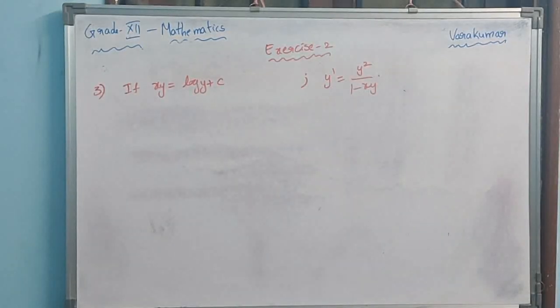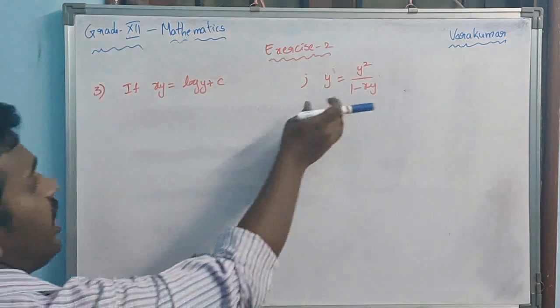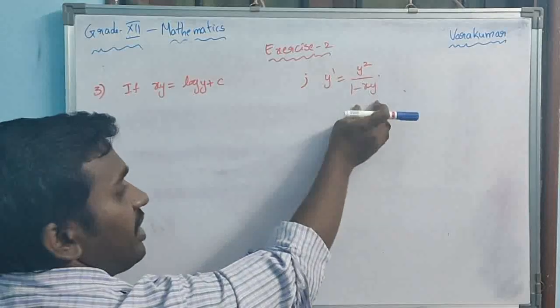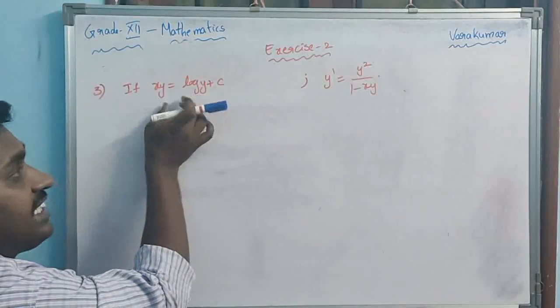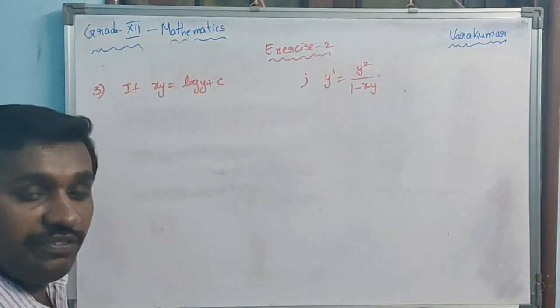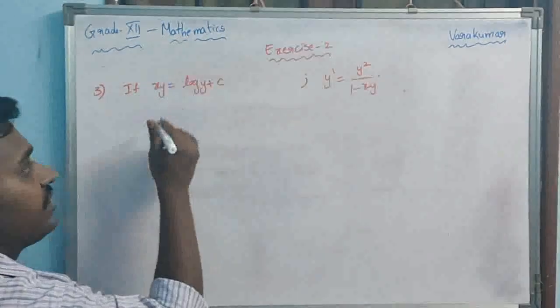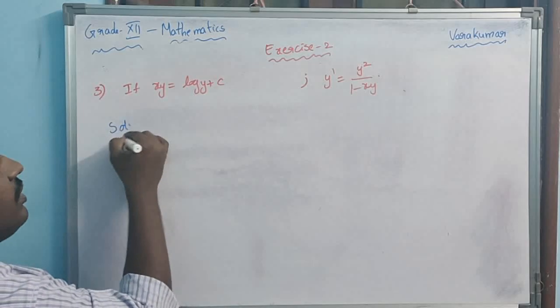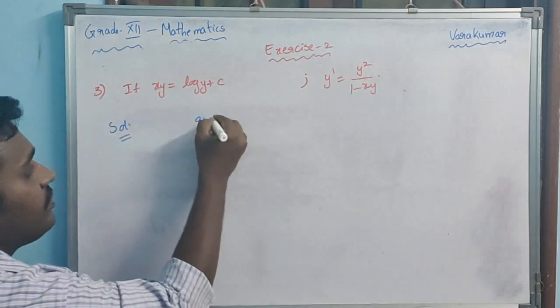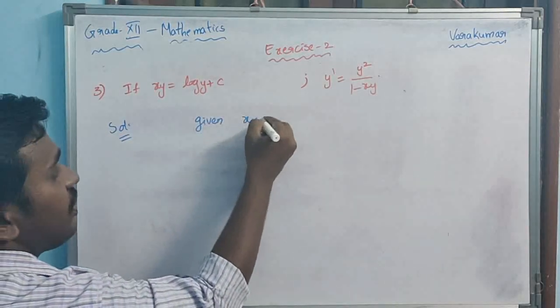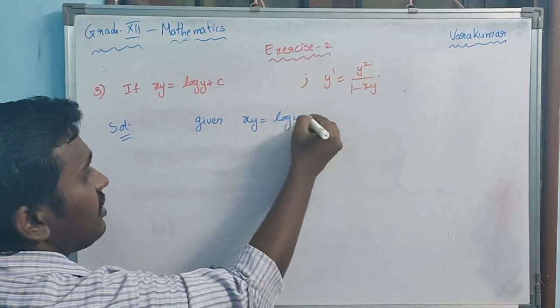Now one more question on the board. If you see, what it is trying to say: if xy is equal to log y plus c, we have to prove that y dash is equal to y square by 1 minus xy, or we have to show that this is the solution of that one. So whatever way you think, no issue. Now according to the question I am taking this as the solution. So now solution: given that xy is equal to log y plus constant.